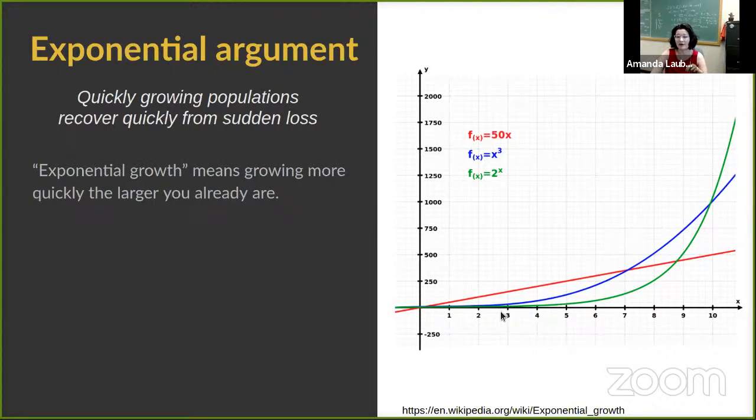So down here, the population is really small, it's growing really slowly. But by the time you get up here, the population is really big. And so just between 9 and 10, you're going to have this huge jump because of how large the population was. That's what exponential growth means.